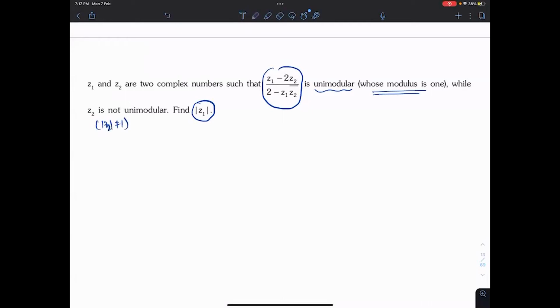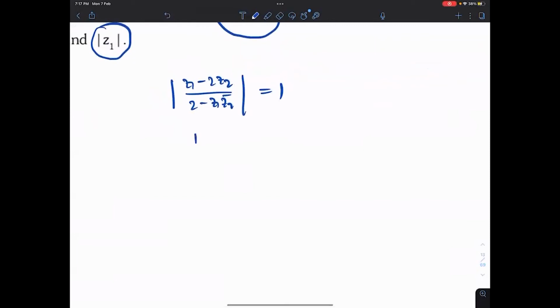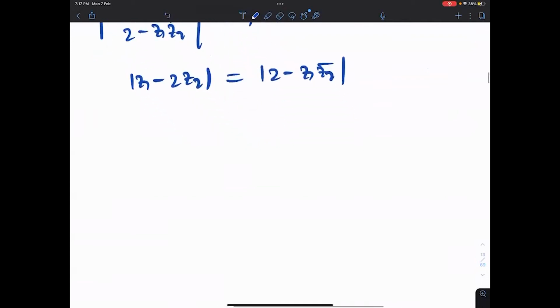Okay. So let's just apply the condition. They told us this is unimodular. So modulus of (Z1 minus 2Z2) by (2 minus Z1 Z2 bar) is equal to 1. Just cross multiply properly: mod of Z1 minus 2Z2 is equal to mod of 2 minus Z1 Z2 bar. Now square on both sides.